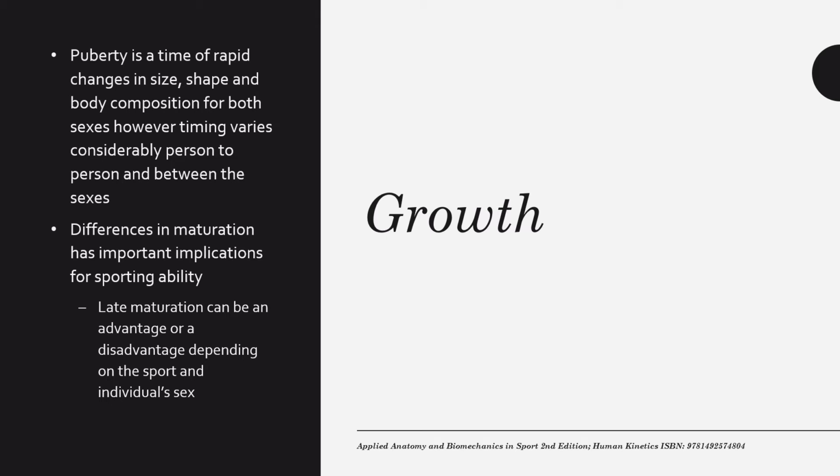The next thing we need to pay attention to in body composition is growth, particularly puberty. Puberty is a time of rapid change in body size, body shape, and body composition for both sexes. However, this timing is going to vary considerably from person to person and between the sexes. We know that girls tend to mature earlier than boys, so girls will mature faster.